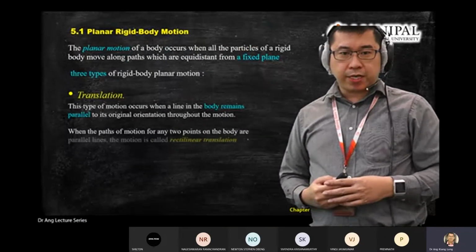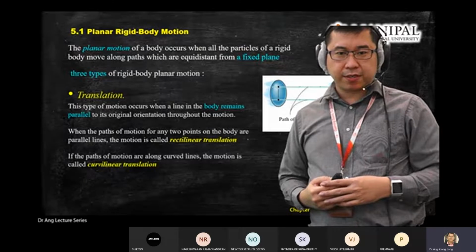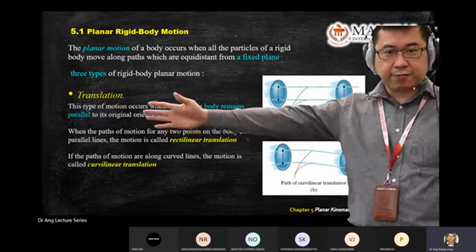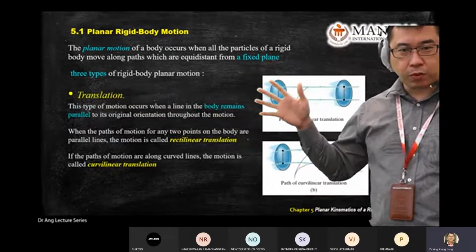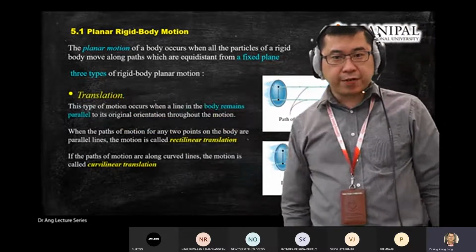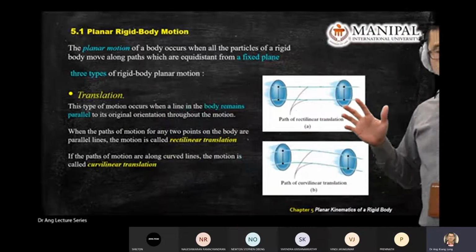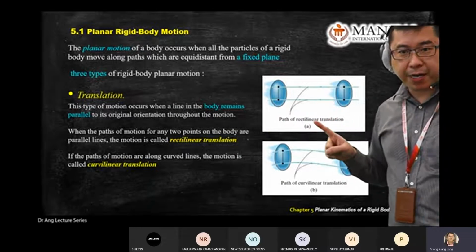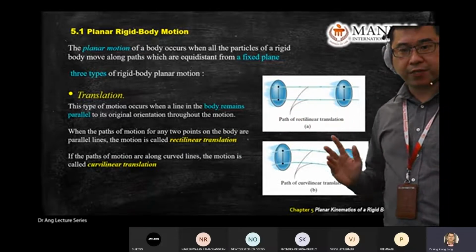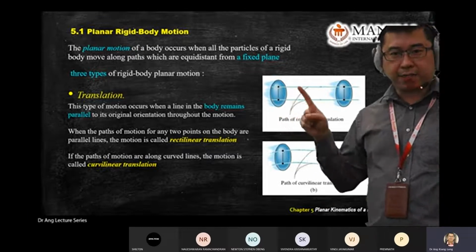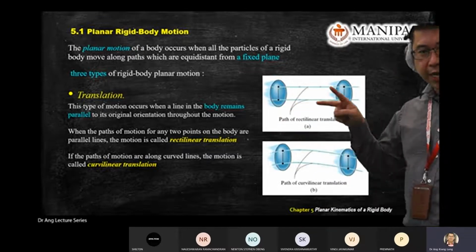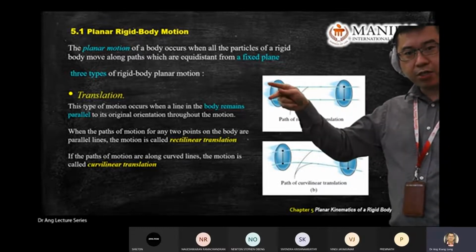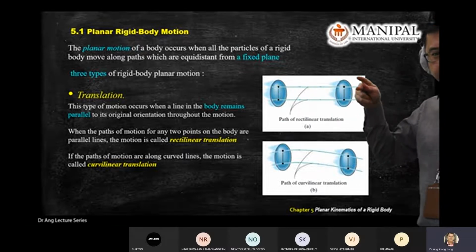We'll look at three types of motion. We look at the first type, translation. On your tutorial handouts, you will see translation. You have two types of translation. One is the most basic one, straight line translation, because the motion moves in a straight line.